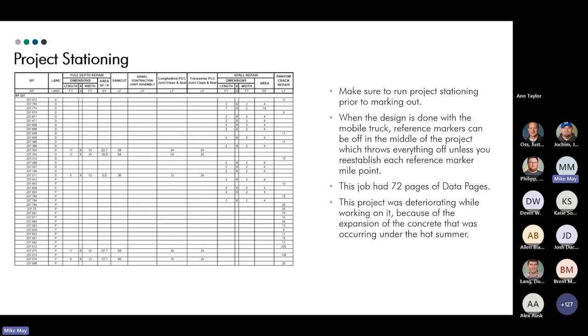because on this particular job, we had 72 pages. Obviously, not all of them were on the project. They were on the ramps too. But when you're jumping in the middle of a job to mark out everything, it gets a little hectic. And when you start looking at all the pages and all the spalls, it was very time consuming, and it took a lot of work.